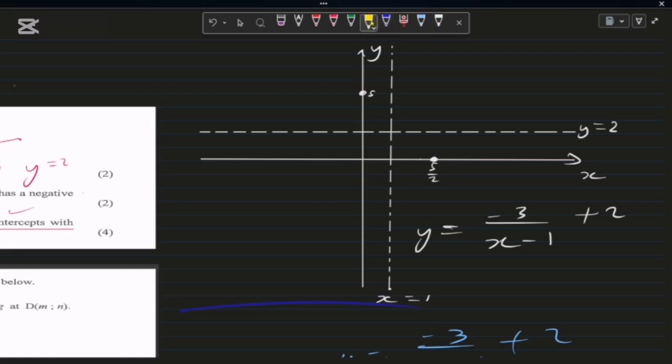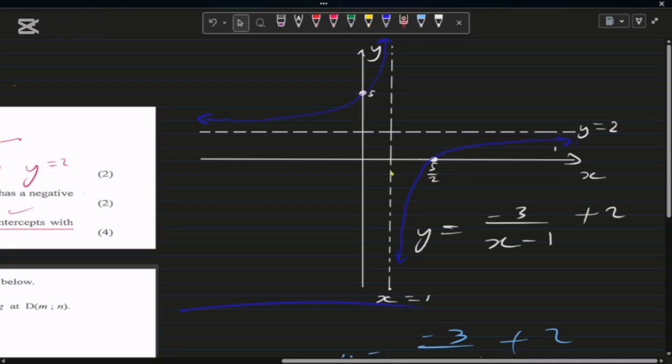And then we can do our sketch, so it will be like that, like that, like that. Okay, and then like this, and this side will be like that. Okay, so this is what our graph will look like.